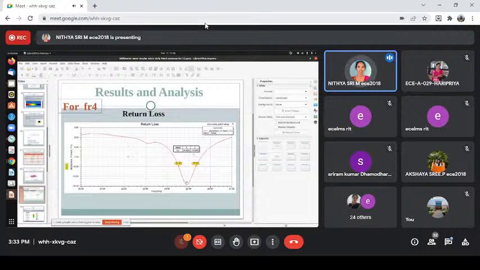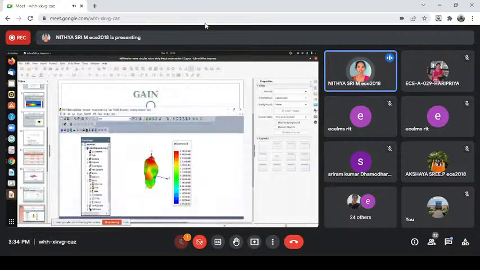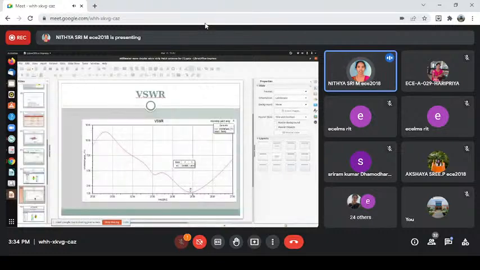Then gain. Gain describes how much power is transmitted in the direction of peak radiation relative to an isotropic source. For FR4 substrate, we got a gain of about 6.5 dB. Then VSWR is nothing but voltage standing wave ratio. It is an indication of the amount of mismatch between an antenna and the feed line connected to it. For FR4 substrate, we got a VSWR of about 1.4.